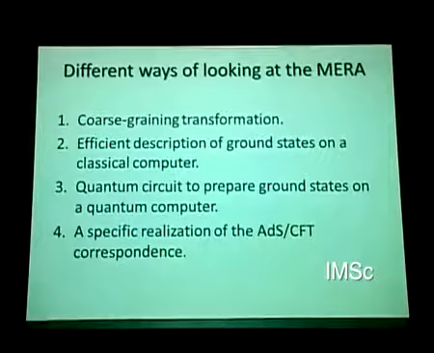So far I've just shown you the MERA as a bunch of tensors which is connected together in some crazy way. But there are other ways of looking at what's going on in the structure. And in the rest of the talk now, I'm going to explain four different ways of looking at the structure and trying to read what's happening there. I will tell you that the MERA can be seen as a coarse-graining transformation or as an efficient description of ground states of local Hamiltonians. And this, of course, is going to be my focal point. But I'll also show you that it can be seen as a quantum circuit to prepare certain states on a quantum computer. And then I will very briefly mention this connection to the AdS/CFT correspondence.